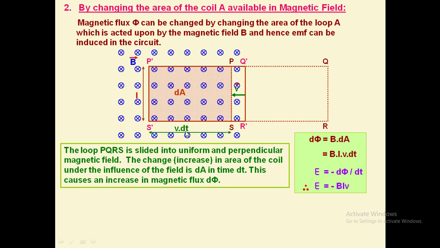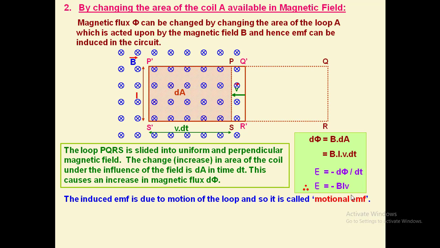So what will be the area then? That is L into v dt. So d phi is B L v dt. Now EMF E equal to minus d phi by dt. Substitute the value of d phi, that is B L v dt, in the expression. So you're going to have E equal to minus BLv. The induced EMF is due to motion of the loop, and so it is called motional EMF. If the loop is pulled out of the magnetic field, then E equal to BLv, because we are moving the coil outside, opposite to the first one.